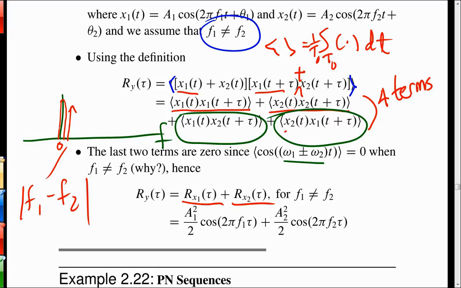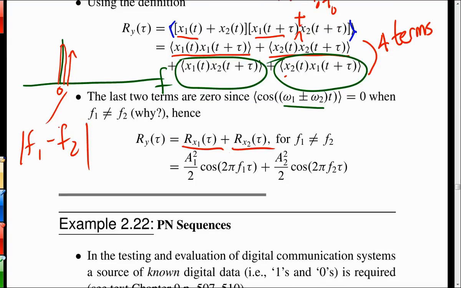So it's just the sum of the two autocorrelation functions, which is what the answer is. And then, of course, the power spectral density would be the superimposed spectra from each of those Fourier transforms. Again, as long as F1 does not equal F2.